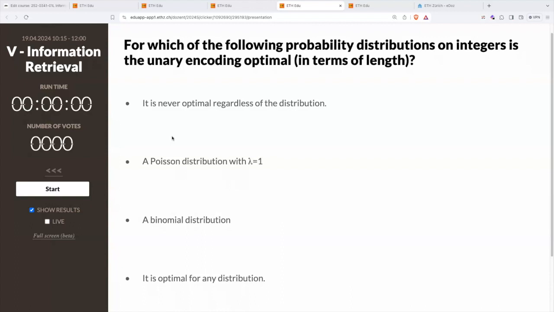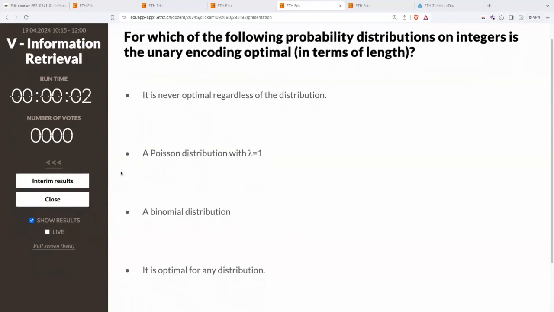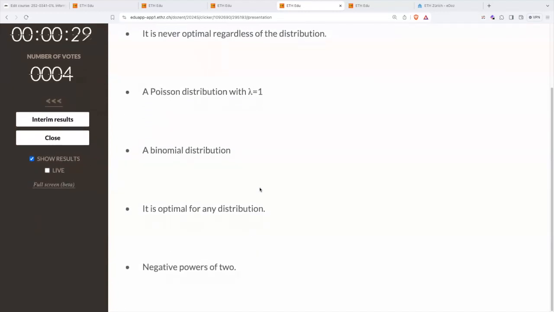Let me start the quiz. So answer A, it's never optimal. There's no way the unary encoding can ever be optimal because it's so inefficient. Or is it optimal with a Poisson distribution with lambda equals 1? Or is it a binomial distribution? Or is it optimal for any distribution? I think there might be more answers. Negative powers of 2. I'm sorry, I gave away the right answer, but anyway.